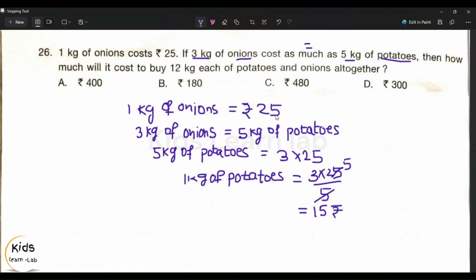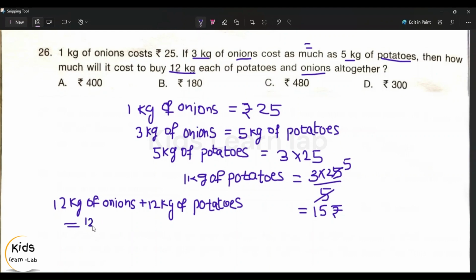So we know the cost of 1 kg of onions and 1 kg of potatoes. We are supposed to find the cost of 12 kg of potatoes and 12 kg of onions together. So 12 kg of onions is equal to 12 into 25 plus 12 into the potatoes cost, which is 15. So here what is common? 12. Write 12 outside and 25 plus 15.